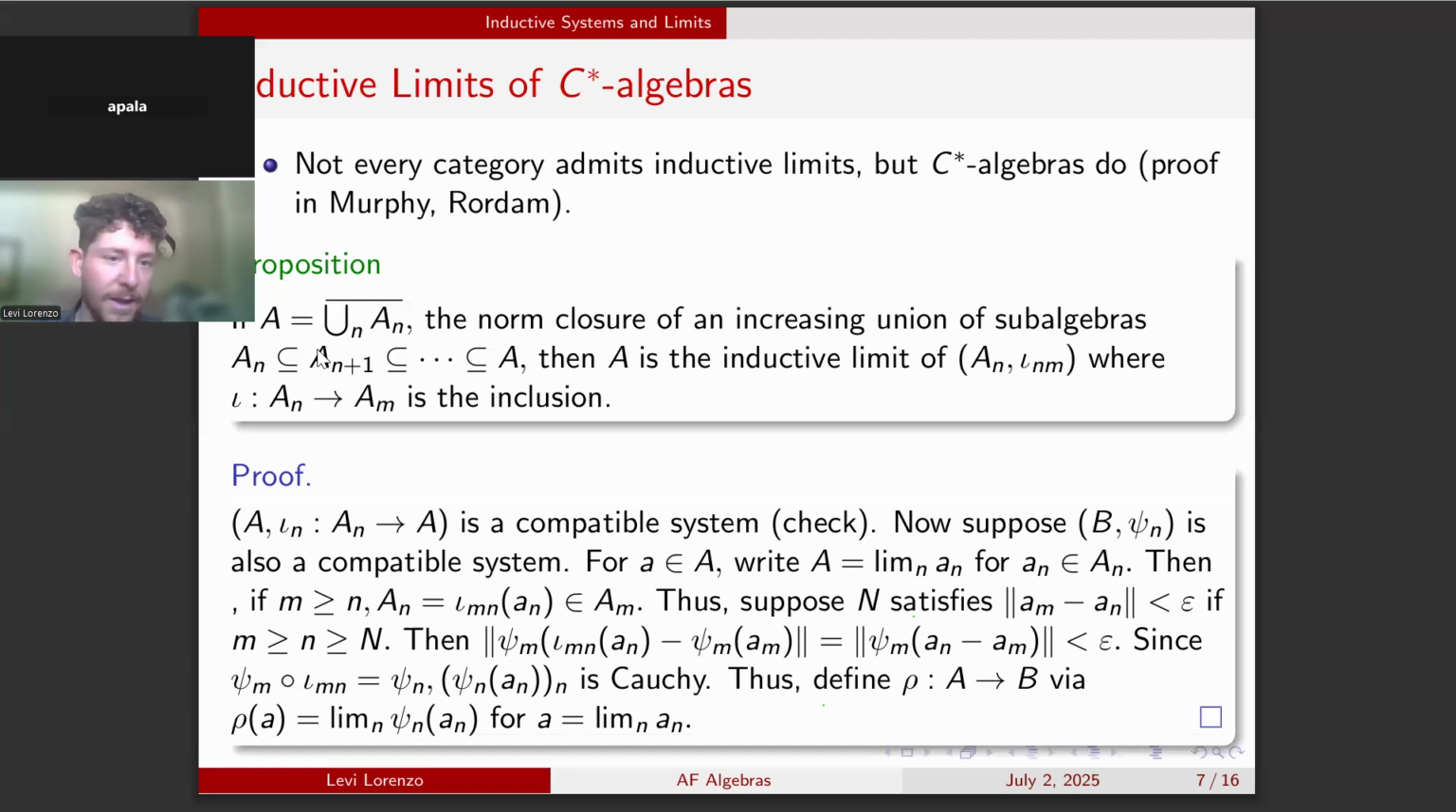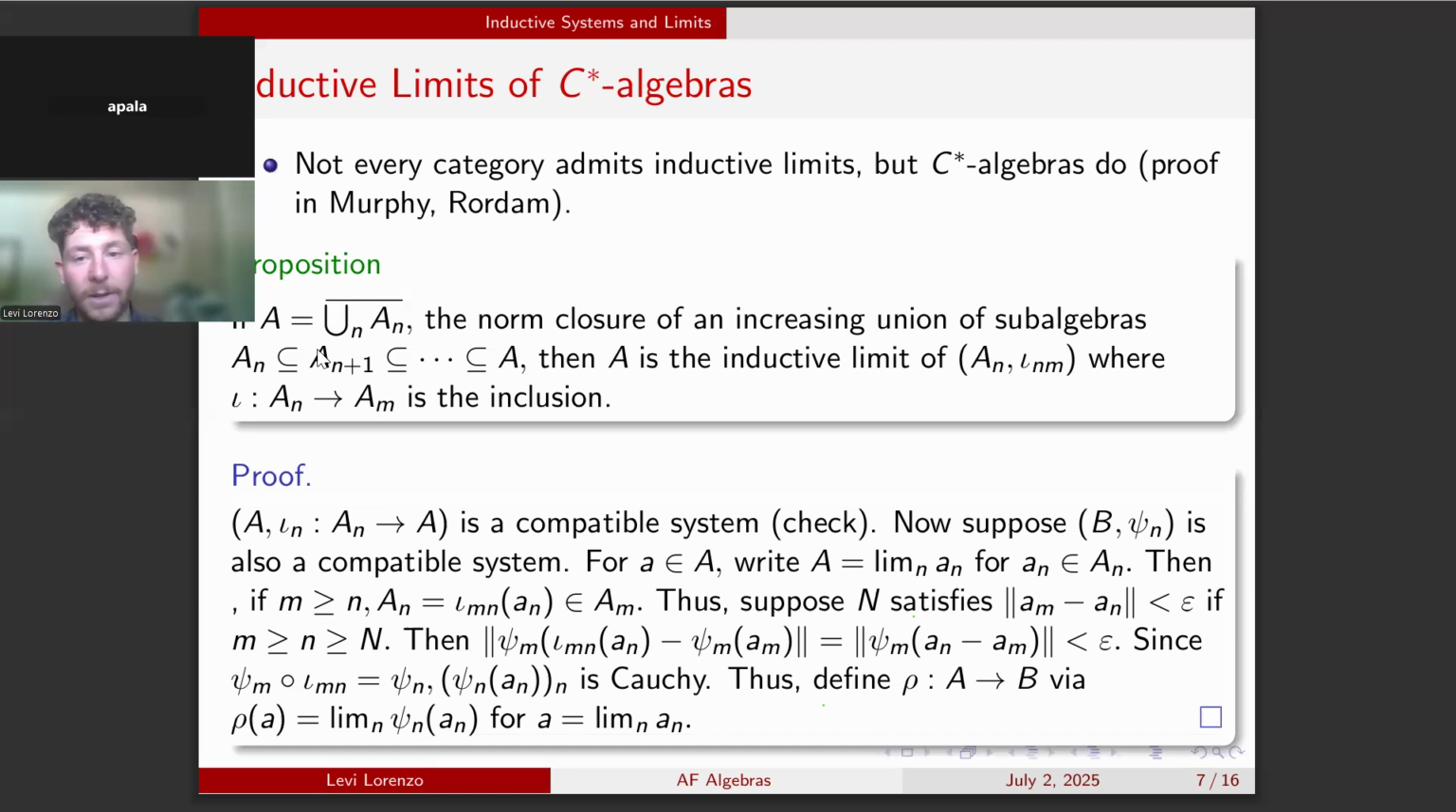I get that reading proofs on screens is a little tough to follow, so this is something to sit with and check for yourself if any of the details are fuzzy. But basically, this is showing us that if we do have algebras where the maps are inclusions, the inductive limit is just going to be the closure of the union of each of these subalgebras.